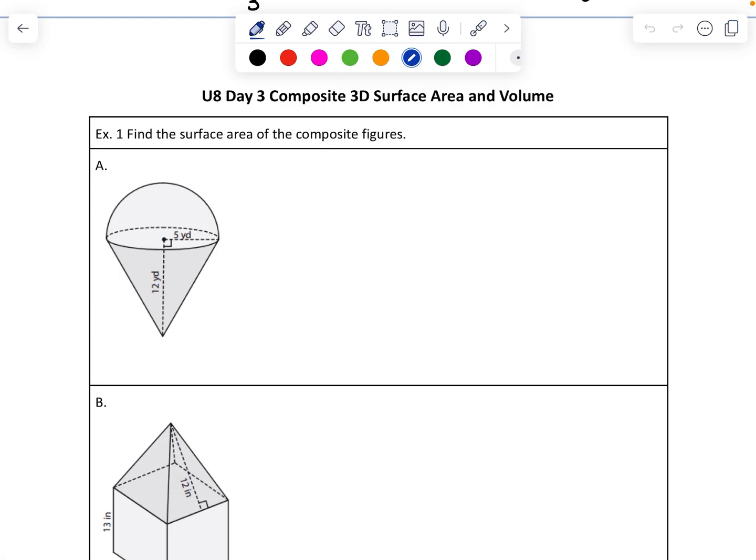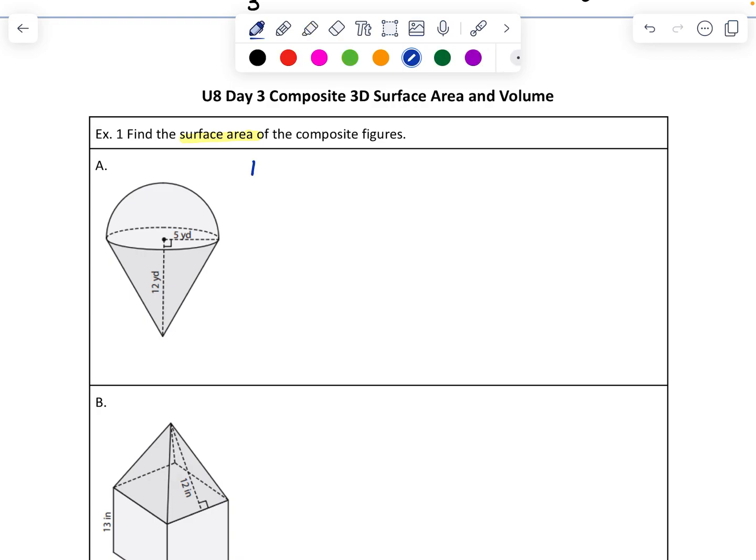Okay, we're going to look at the first part of day 3, composite 3D surface area. So we're going to try and take our surface area and volume of these shapes. The first example we're going to talk about is surface area. So reminder, you're trying to find all the different areas that you can find.